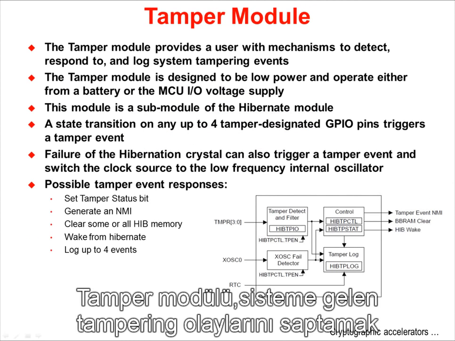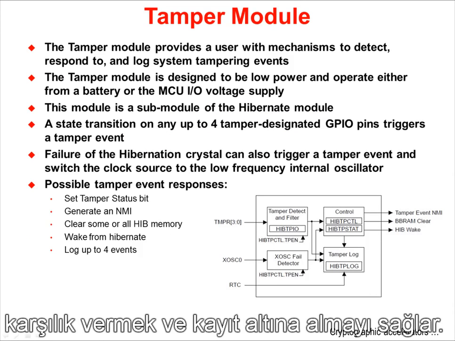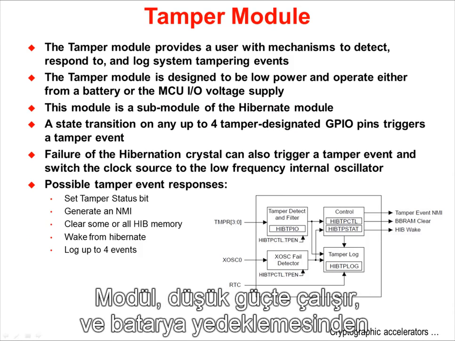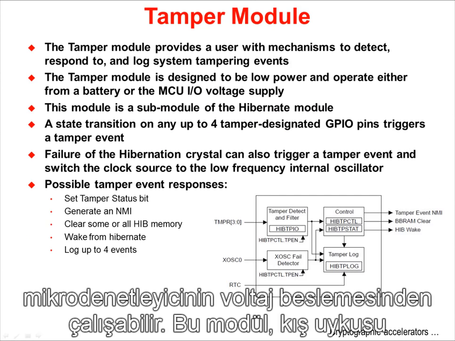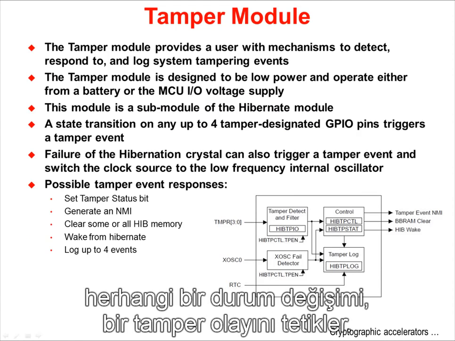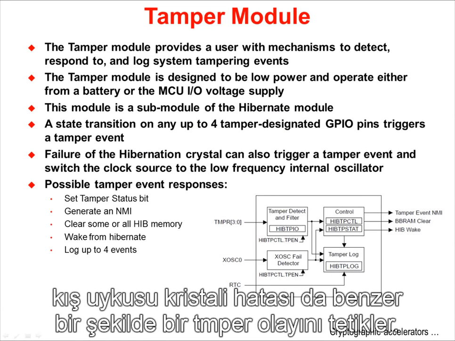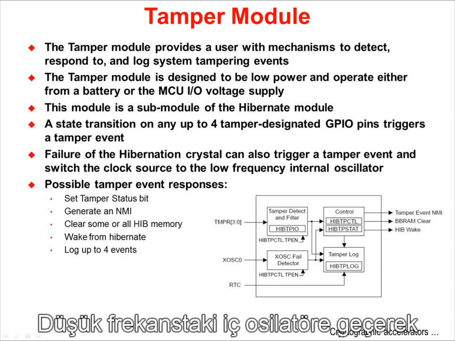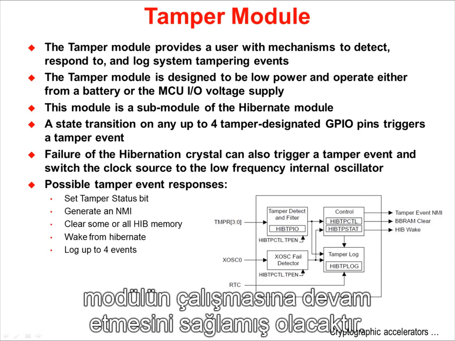The Tamper module provides the user with mechanisms to detect, respond to, and log physical tampering events to the system. The module is designed to be low power and operates either from the battery backup or from the microcontroller's voltage supply. This module is a sub-module of the Hibernate module. A state transition on any of up to 4 tamper-designated I/O pins triggers a tamper event. Failure of the hibernation crystal can also trigger a tamper event and will switch the clock source to the low-frequency internal oscillator to assure that the module continues to operate.